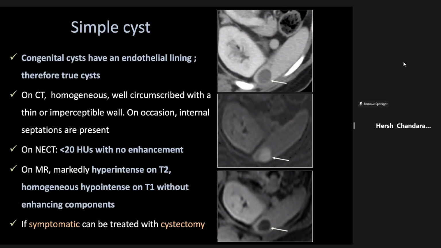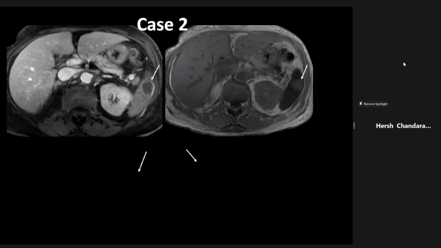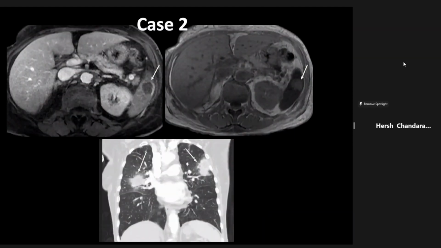The first lesion is the easiest one that we are all familiar with the imaging features of. This is just a simple cyst, and simple cysts in the spleen are true cysts that have endothelial linings. We know that it measures less than 10 Hounsfield units on CT, with no enhancement on MR. It's very characteristic: low signal intensity on T1, hyperintense signal on T2, without significant contrast enhancement. It's not treated unless it's symptomatic. If it's symptomatic, then we do cystectomy to the cyst.